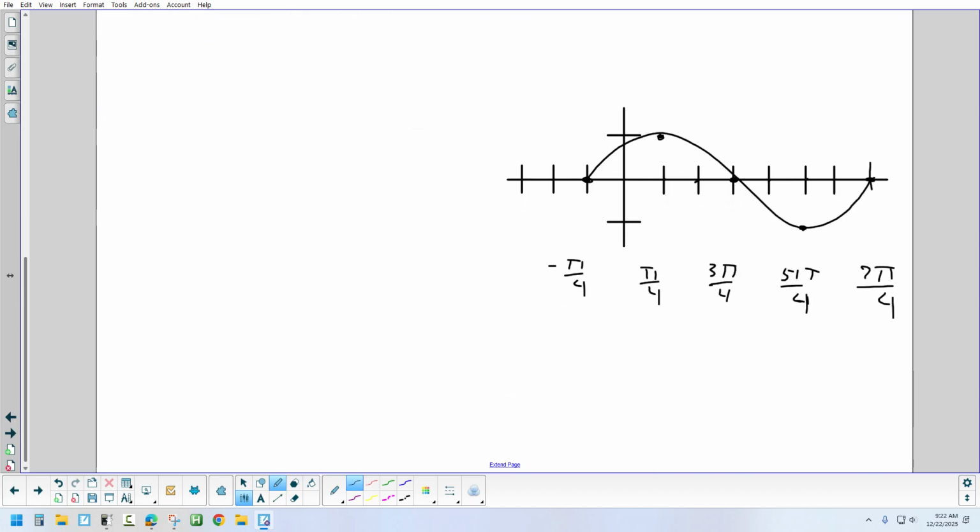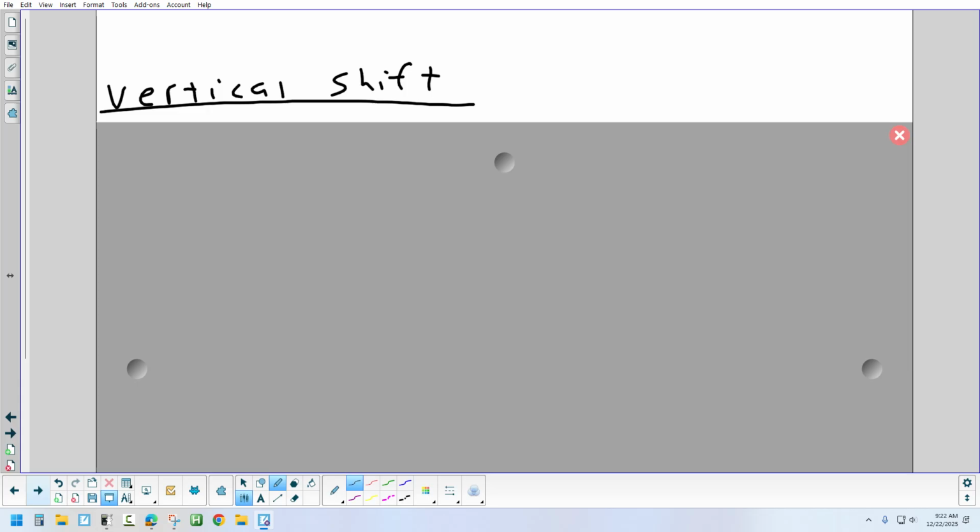All right, so that's shifting left and right. That's one of the harder ones because you have to deal with fractions with pi. Shifting up and down, that one's easier. What kind of arithmetic is involved when you shift up and down? Addition or subtraction? It's still addition or subtraction. It's just like shifting left and right. But where is the addition and subtraction now? Yeah. Outside the function.